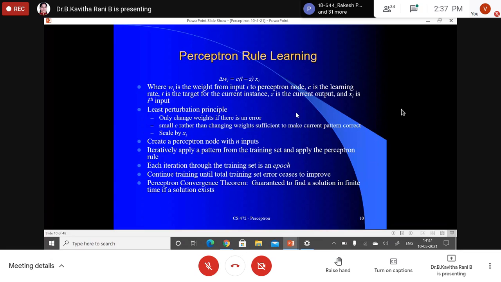So this is perceptron rule learning, where Wi is the weight from input i to the perceptron node, and C is the learning rate. See what it will do, it will learn again and again to reduce the error rate. And T is nothing but the target for the current instance. In our data set we already have the target value, that is T. Z is the current output, the output value we get once we execute. And Xi is the ith input. So for the first instance, Xi is the first instance.